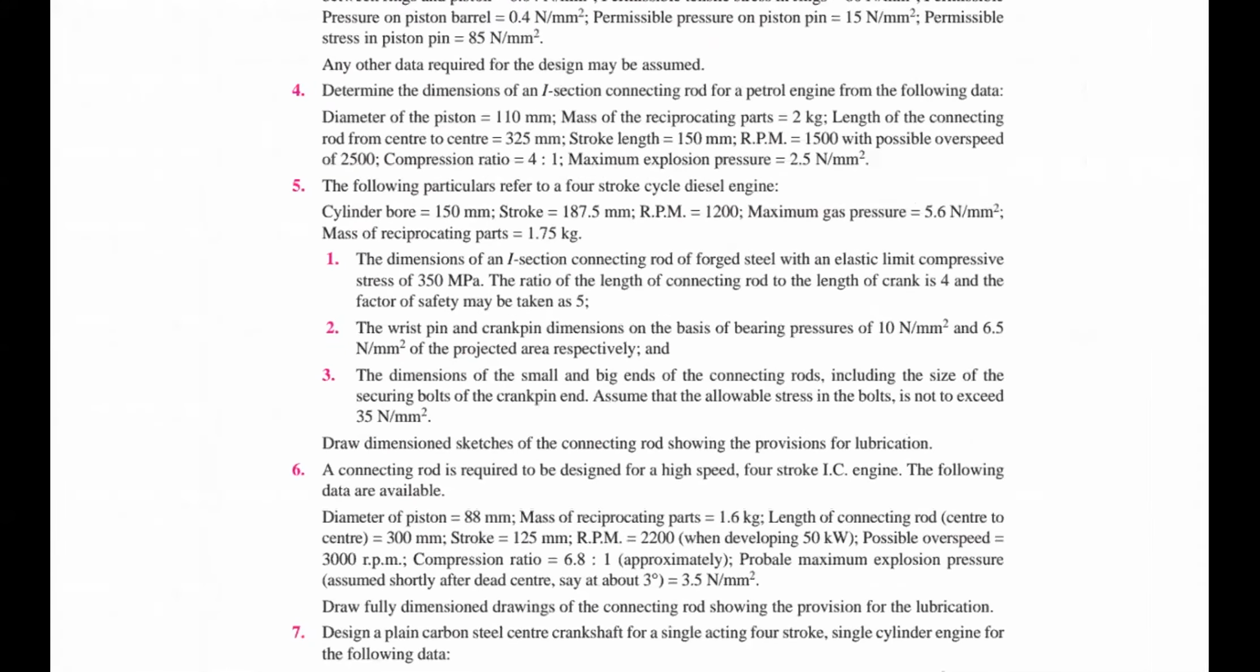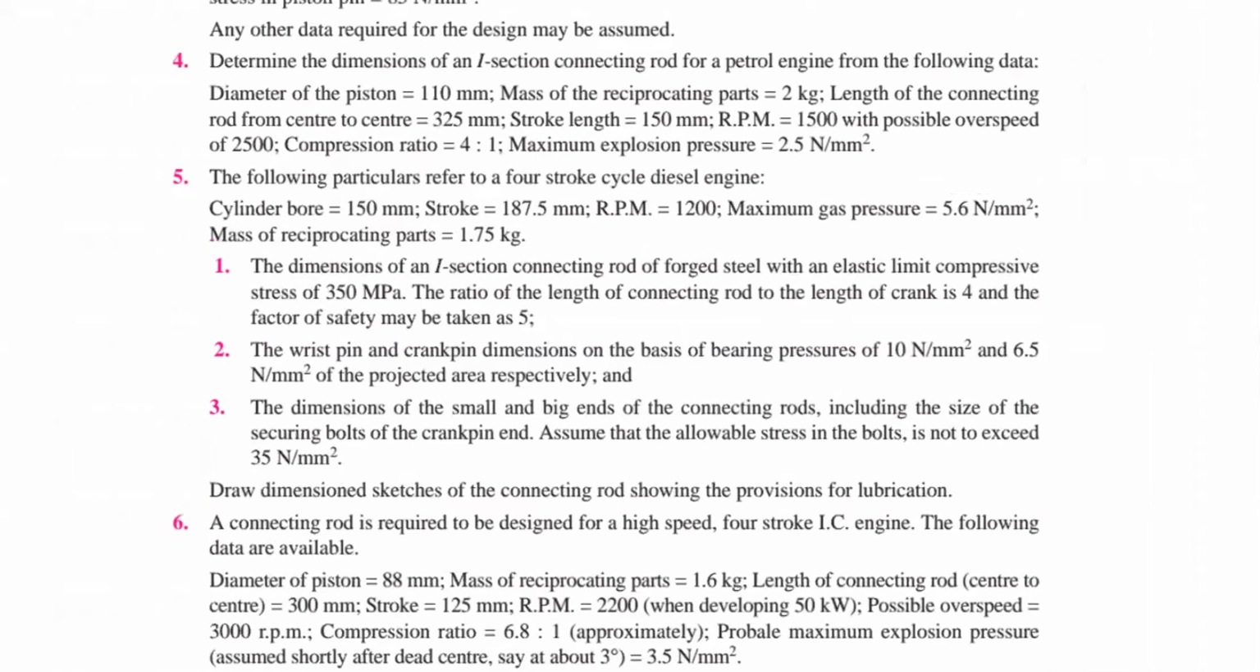So here there is a fourth problem. I hope this question is visible. Determine the dimensions of an I section of a connecting rod for a petrol engine from the following data. Diameter of the piston is 110 mm, mass of the reciprocating parts 2 kg, length of the connecting rod 325 mm, stroke length 150 mm, and RPM is 500 with possible overspeed of 2500. Compression ratio is 4:1 and maximum explosion pressure is 2.5 Newton per mm square.